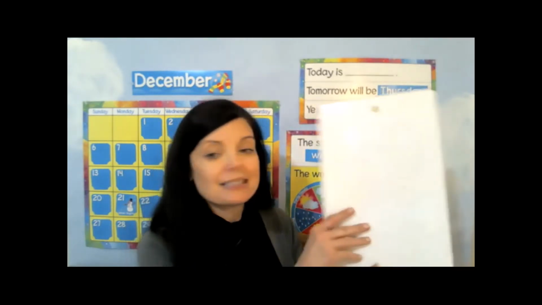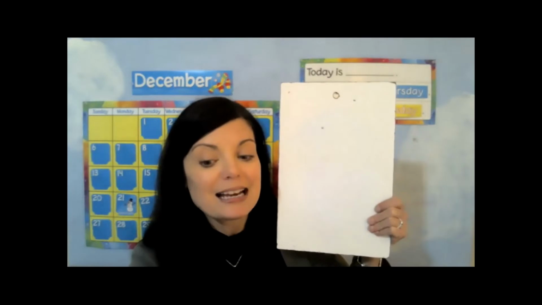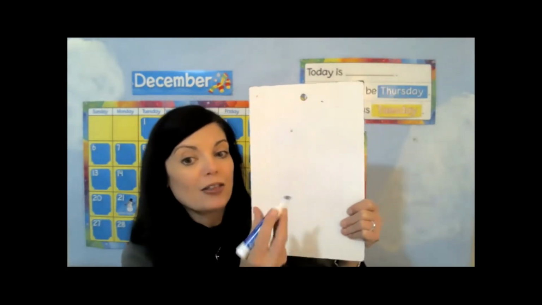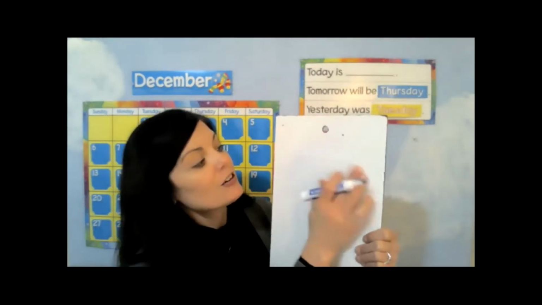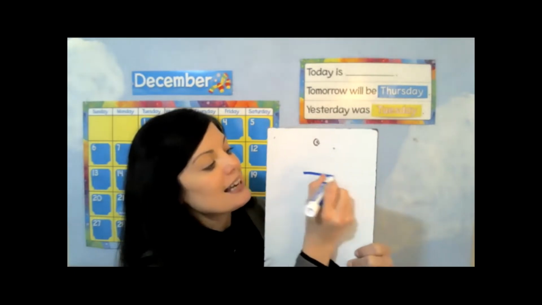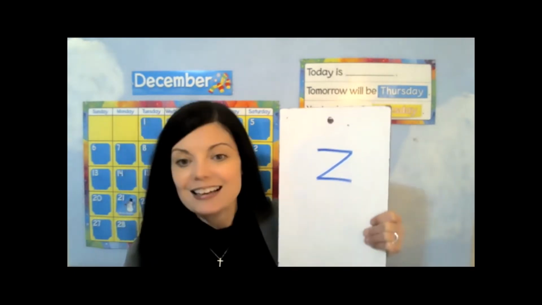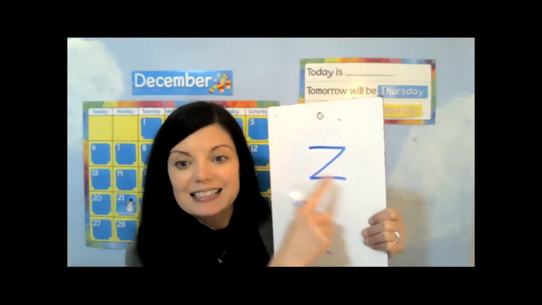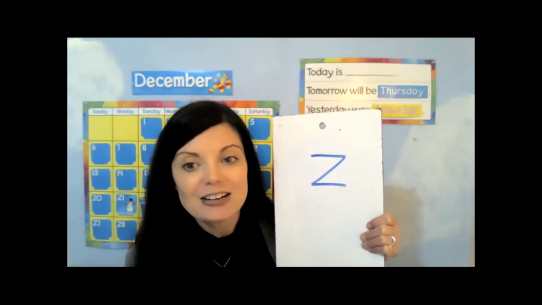Now, when I try to write the letters, I like to say something that helps me to remember how they're formed. And so for letter Z, I always say zig, zag, zig. So can you zigzag, zig, and write an uppercase letter Z?